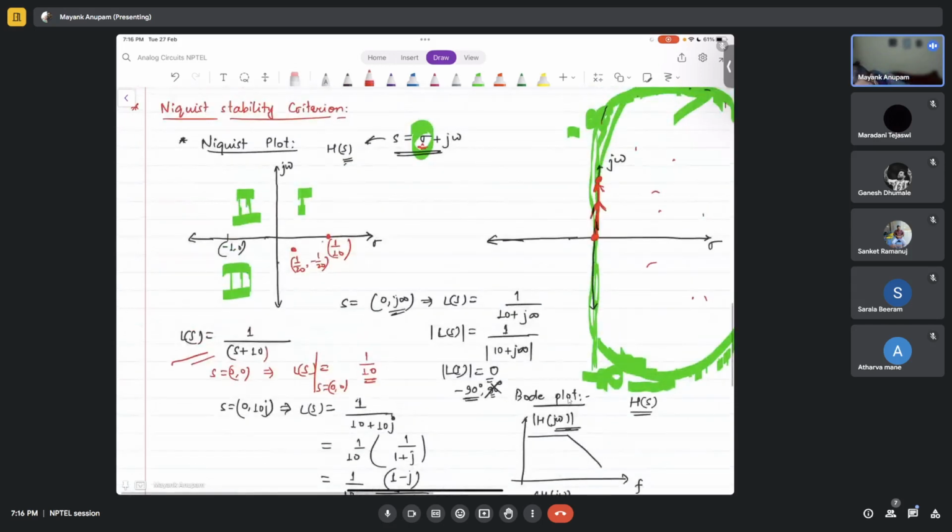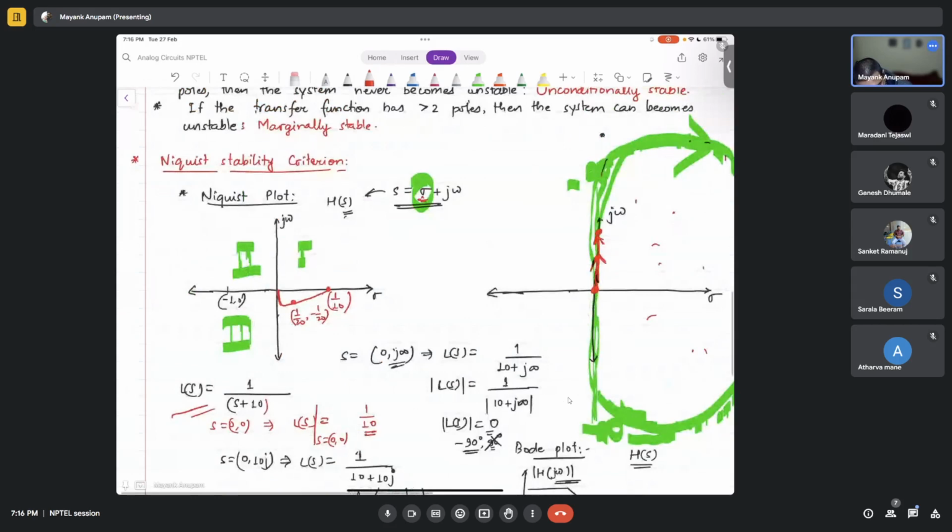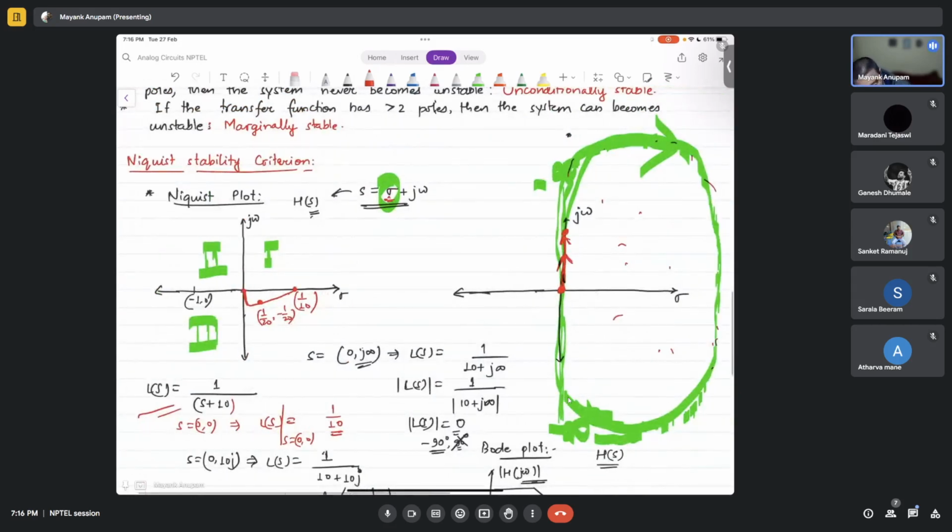So the overall plot will look something like this. This will come here like this. It will reach this point, and after reaching this point, we have covered the first.